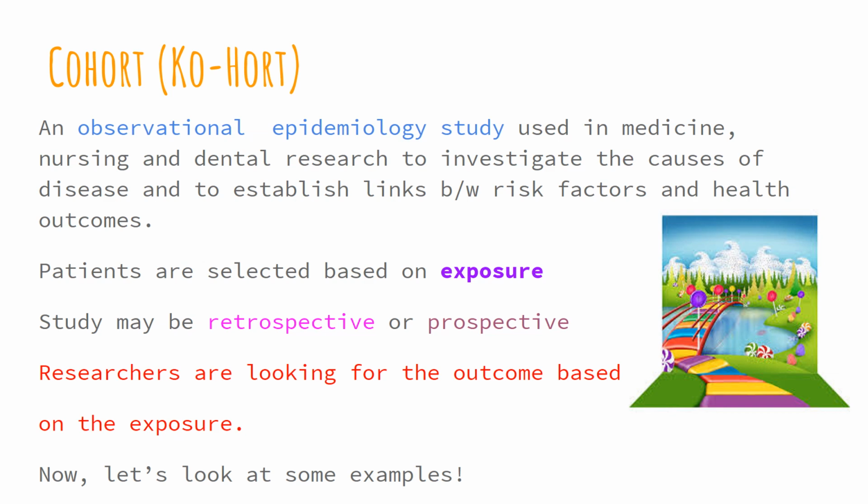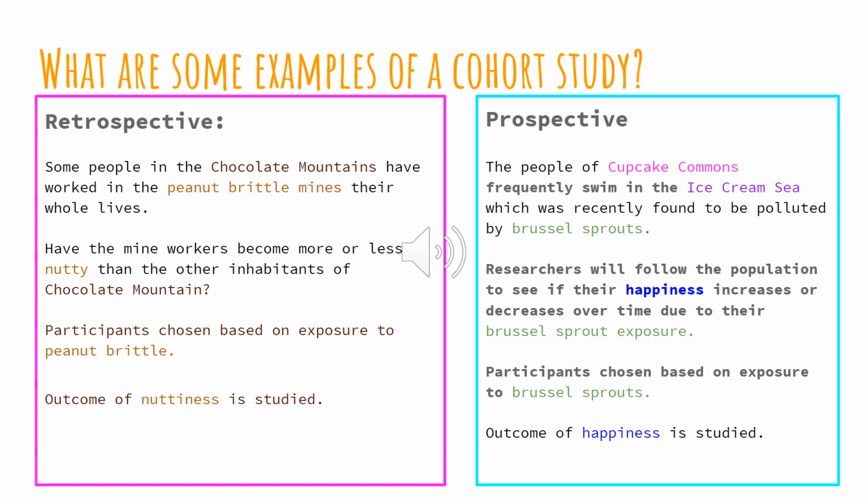Now, how about we look at some examples? In the retrospective study, some people in the Chocolate Mountains have worked in the peanut brittle mines their whole lives. Have the mine workers become more or less nutty than the other inhabitants of Chocolate Mountain? In the prospective study, the people of Cupcake Commons frequently swim in the ice cream sea, which was recently found to be polluted by Brussels sprouts. Researchers will follow the population to see if their happiness increases or decreases over time due to their Brussels sprout exposure.